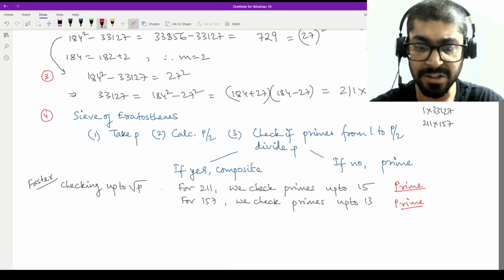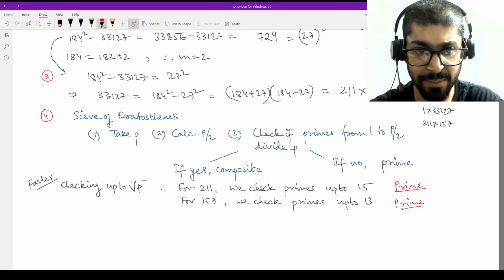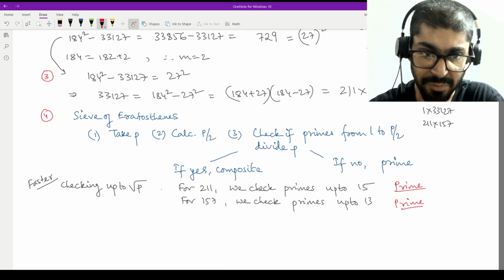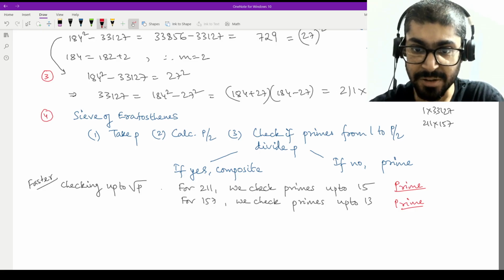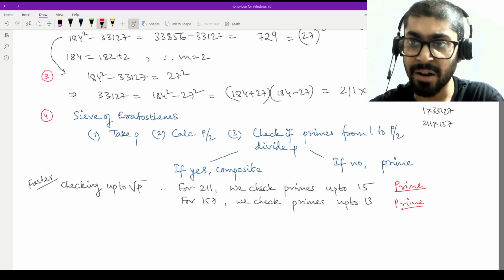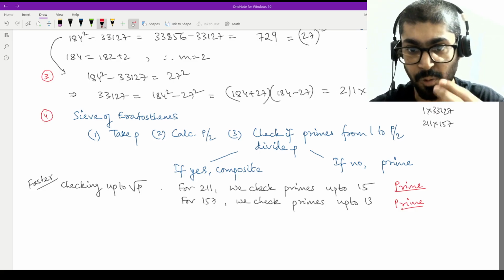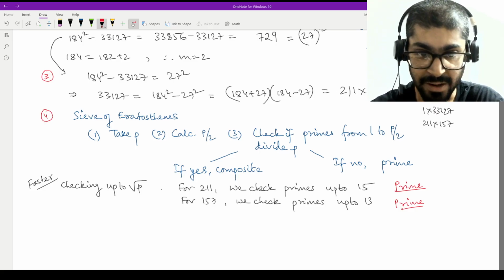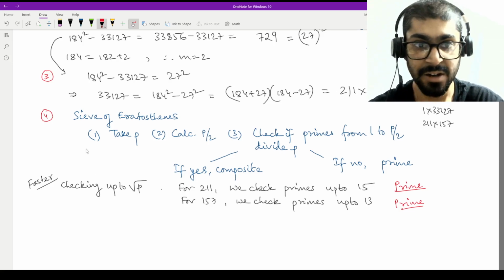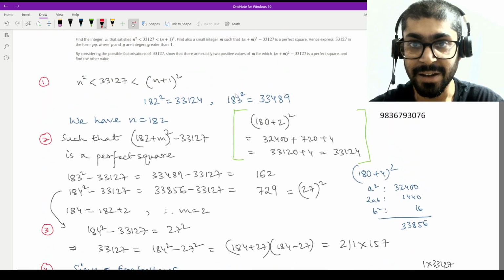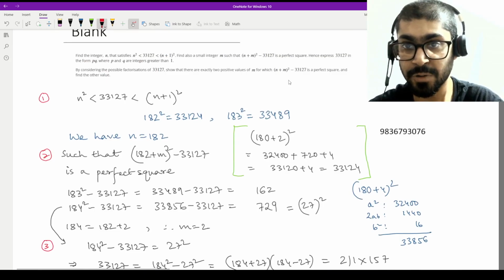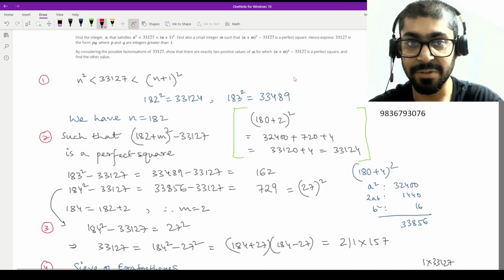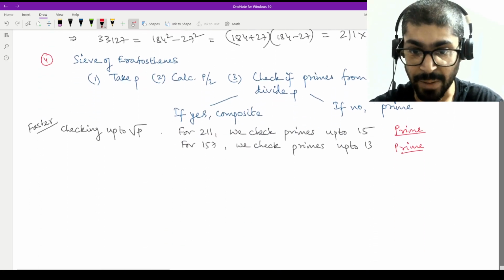Alright, now once we have established that these two are prime numbers, we are fairly sure that the other numbers that we obtain are the pairings of 1 into 33127. Now we have to find those numbers. We know that this will be the pairing, but we have to find it in this format, right? (n + m) whole square. So what are the two numbers whose whole square subtracted from 33127 is a perfect square? We have to find it in that format.